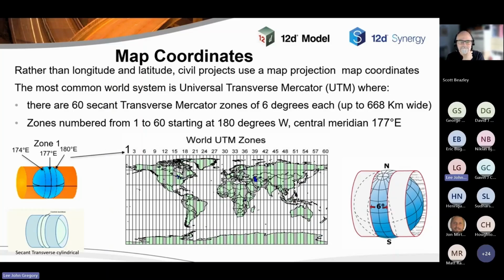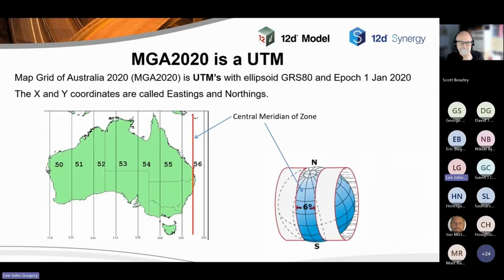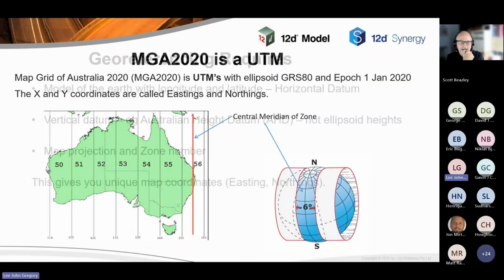You can't have something like that for the whole of the Earth, so usually it's broken up into smaller zones. The Universal Transverse Mercator is the one used virtually around the world, which breaks it up into 6-degree zones. In Australia, we're using that. That's what our MGA 2020 is. It's a UTM, and basically we go from zones 50 to 56. The coordinates for a map projection are usually eastings and northings.